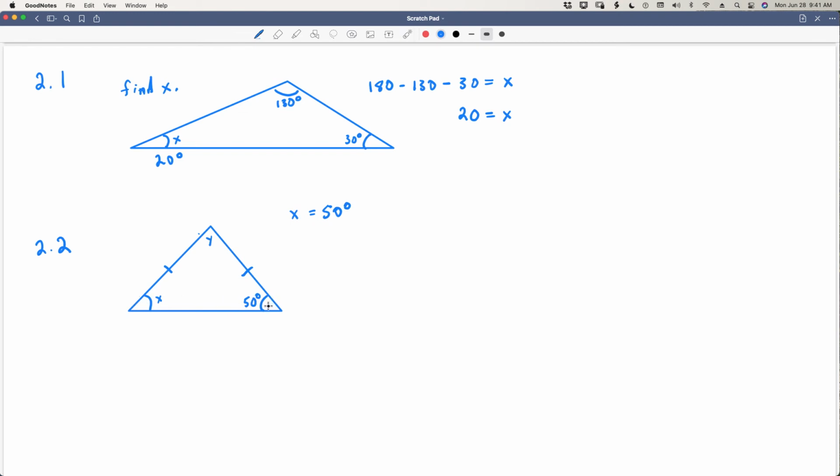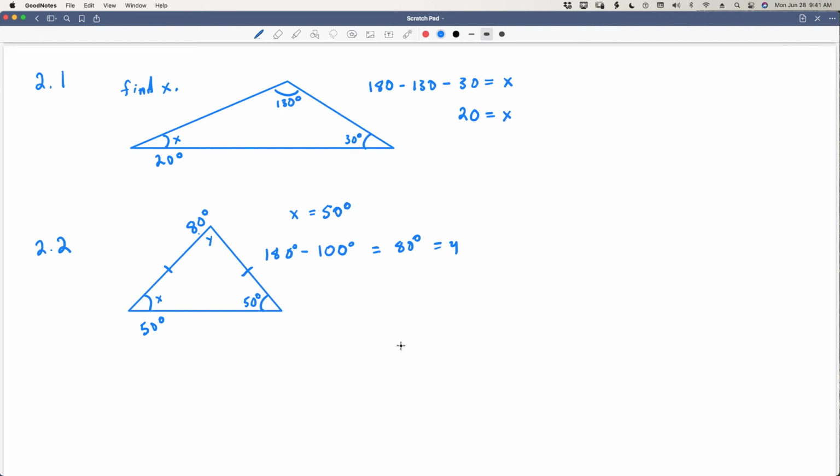So now that we know that x is 50 and we already have a 50 in here, the known total of angles is 100 because 50 and 50 is 100. So we have 100 degrees already. So we are going to subtract 100 degrees from 180. So 180 minus 100 equals 80 degrees, and that is what y equals. So this one is 50 degrees, and this one is 80 degrees.